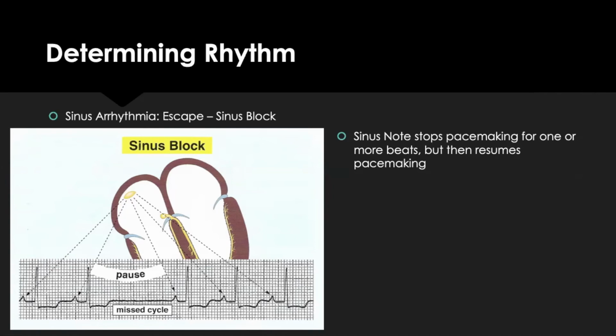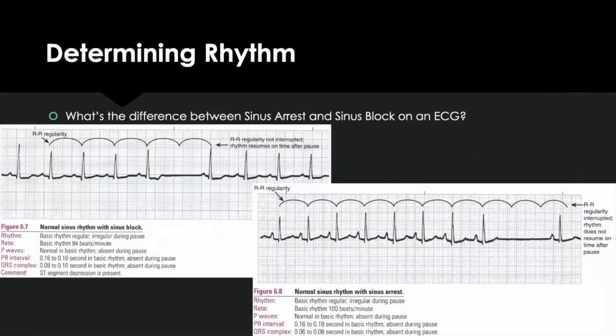Slightly similar to the sinus arrest is the sinus block, when the SA node stops pacemaking for 1 or 2 beats, but then it starts pacemaking again without the aid of the other foci, without the help of the AV node or the other pacemaker cells. So what's the difference between the sinus arrest and the sinus block on an ECG strip? They're fairly easy to figure out which one is which.